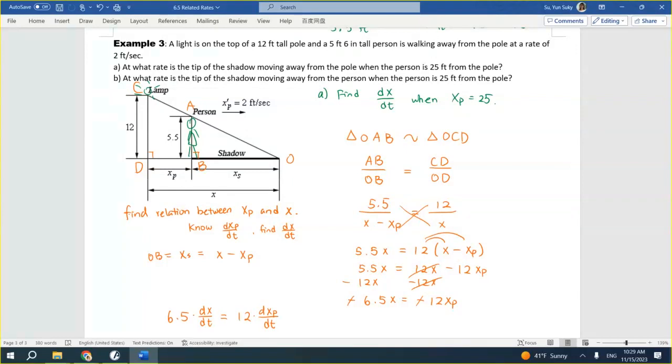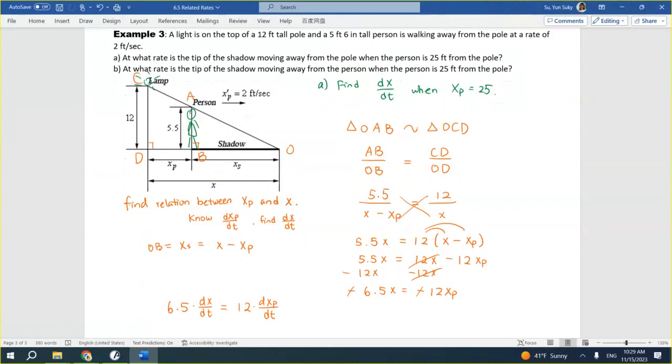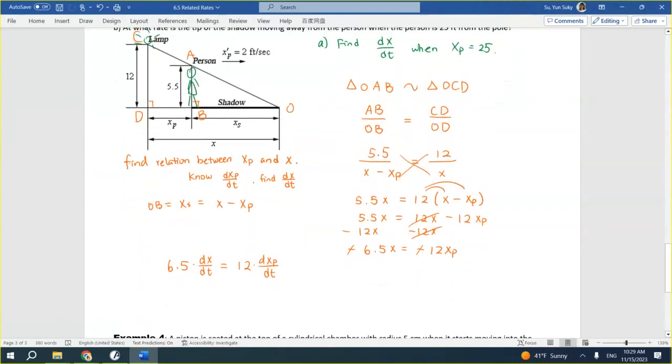Okay. What do we know? dx/dt is 2, right? We plug in dx/dt is 2. So dx/dt is what? 12 times 2 and then divided by 6.5. Okay, what is this number?